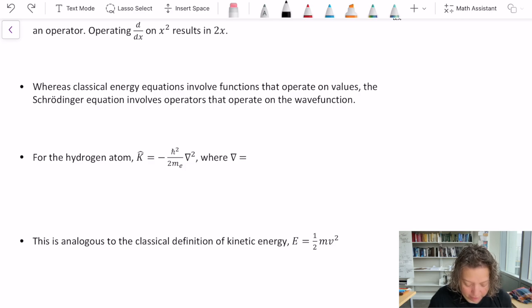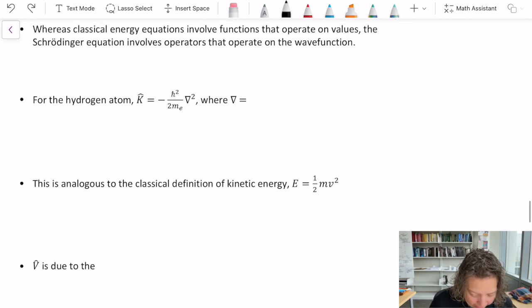So this is different than classical energy equations, which involve functions that operate on values. So again, if we go back to potential energy, we can calculate the potential energy of this pencil based on its height above the ground. So I give it a height, and it tells me a potential energy. That's different than what's going on in the Schrödinger equation. In the Schrödinger equation, what happens is I operate on a wave function, and that results in an energy. It also results in a wave function, so it's a little bit different.